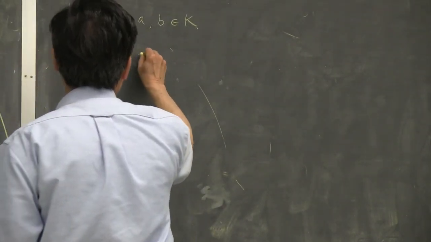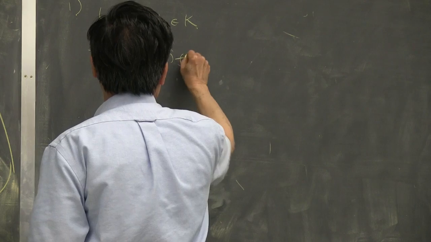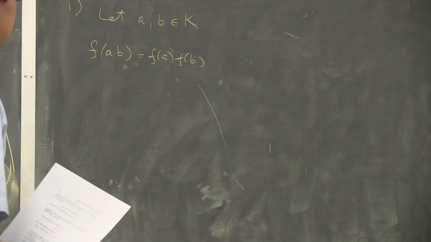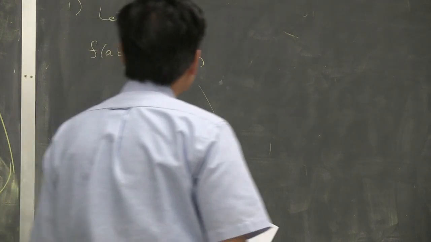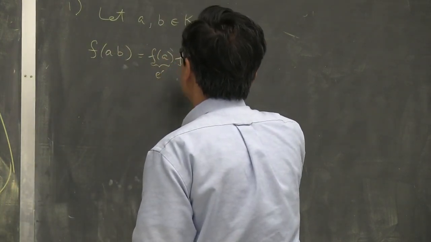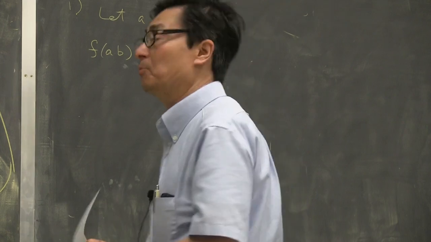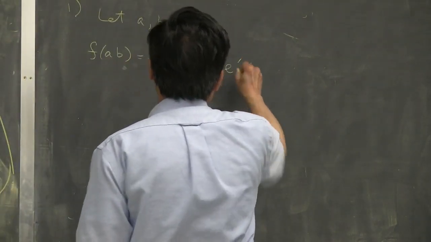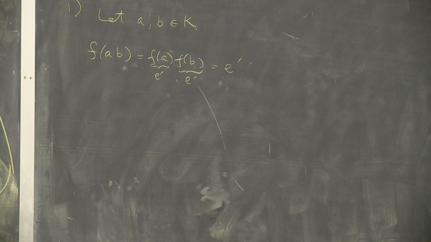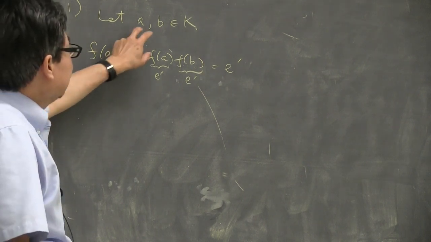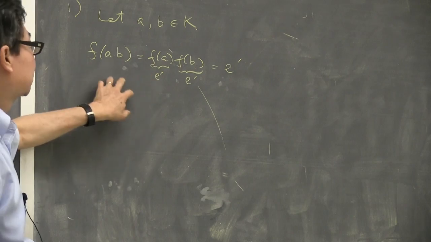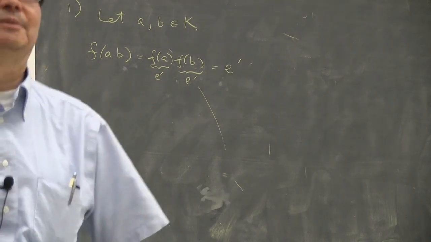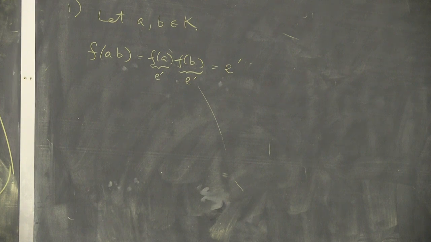Because this is a homomorphism, that must be equal to f(a) times f(b). Okay? And because A and B are both inside the kernel, f(a) must be equal to E prime, the identity in the other group, and so must f(b), since both of them are inside the kernel. And so E prime times E prime, which of course is E prime. So this says exactly that if A and B are separately inside the kernel, then A times B must also be in the kernel. So this proves the so-called closure of the group.